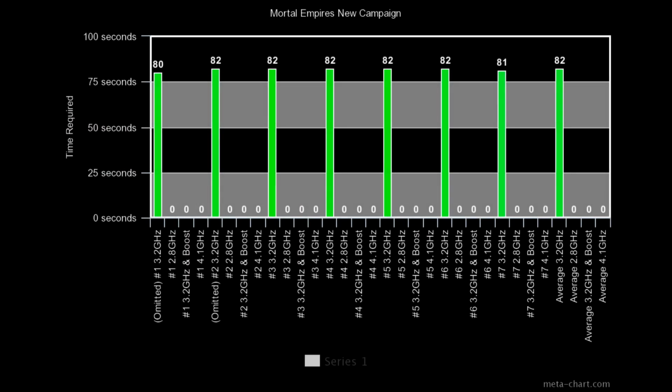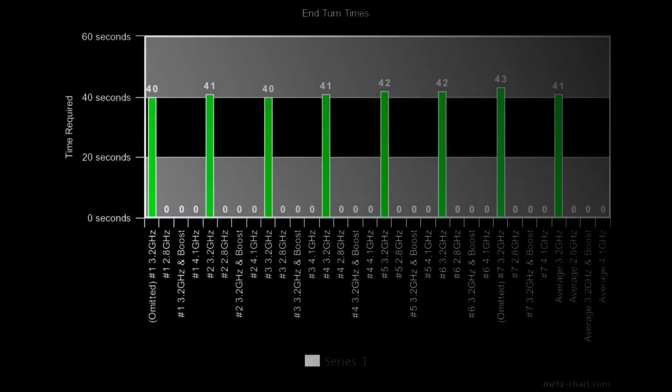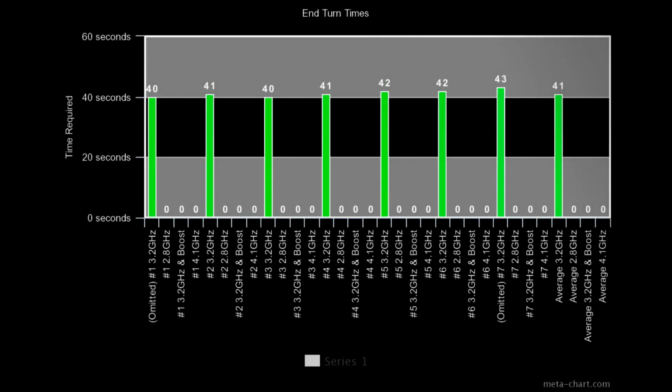Now, just to quickly recap the baseline established last week, we had an 82-second average time to load in or to create a brand new campaign, with the range being between 81 and 82 seconds, so really tight timings. There was an 80-second omission for too fast, 82-second omission for too slow. For the end turn times, we had a 41-second average, with the range being between 41 and 43, so again, pretty tight. There was a 40-second omission for too fast, 43-second omission for too slow.